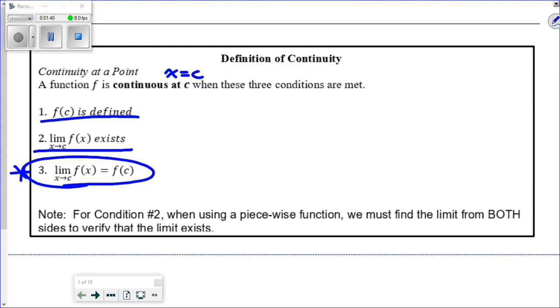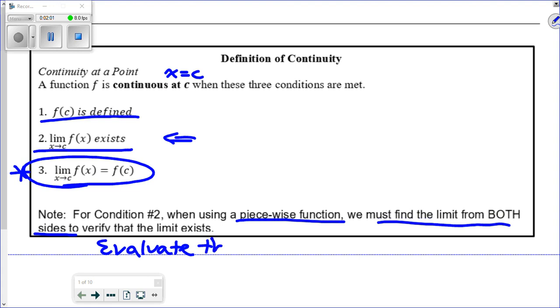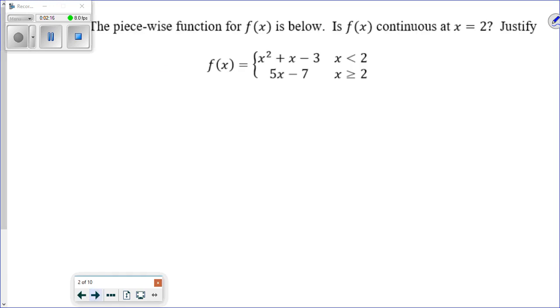Now, remember, to justify that the limit exists, because this is a two-sided or general limit, if you're given a piecewise function, then you have to find the limit from both sides, meaning evaluate the one-sided limits. Okay, so my advice would be on a question, just go through your three steps, one by one, okay? All right, here's an example.